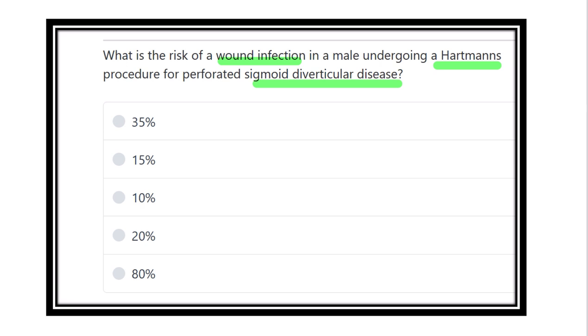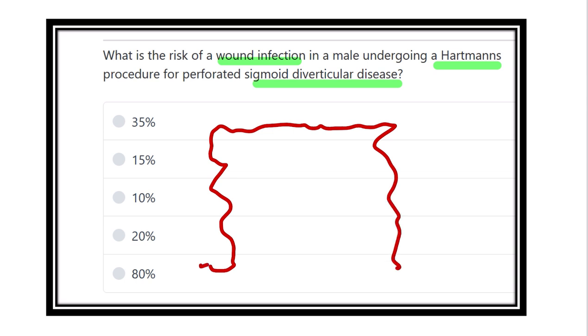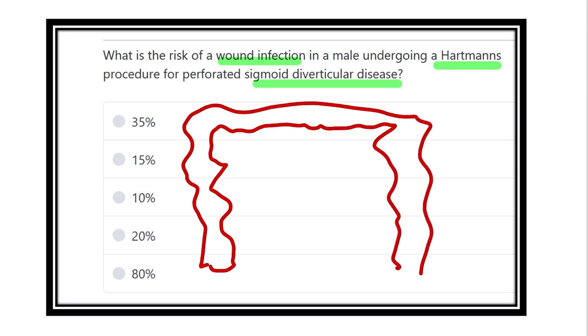So what percentage may get infection? First of all, let's see what the Hartmann procedure is. Imagine, this is the ascending colon, transverse colon, and descending colon. Here there is also the sigmoid colon.